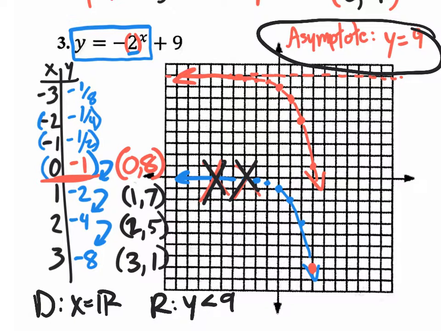The only other thing we could do is state the y-intercept. That's (0, 8). And we got that by simply counting to see where it crosses (0, 8). That's it.